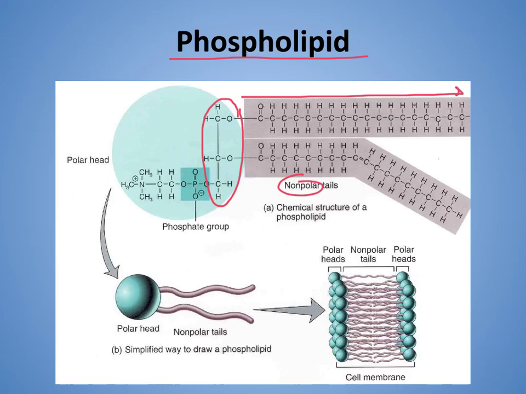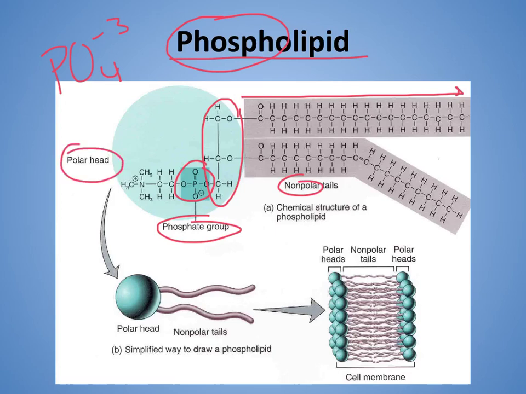But this is a phospholipid, and the first root that we see here, phospho, refers to this functional group, the phosphate group. Okay, we know that a phosphate group is PO4 with a -3 charge. So it's highly negative, it's highly charged, and because it's charged, that phosphate group makes that part of the molecule very polar. And since it's very polar, it is also hydrophilic. So we have a polar hydrophilic head, nonpolar hydrophobic tails.